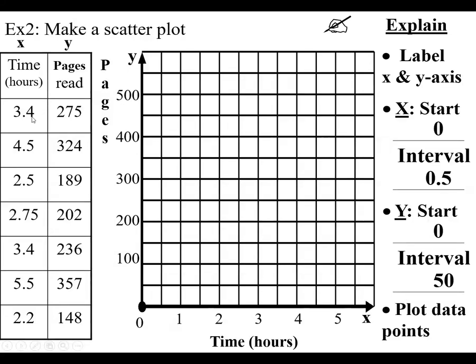Okay. Then we start plotting these. They're not easy to plot, so you're going to have to just round and estimate. Okay, so for this first one, we're going to 3.4, 275, and then keep going with all of those. Notice mine are plotting here. What type of correlation is this? It's a positive correlation.